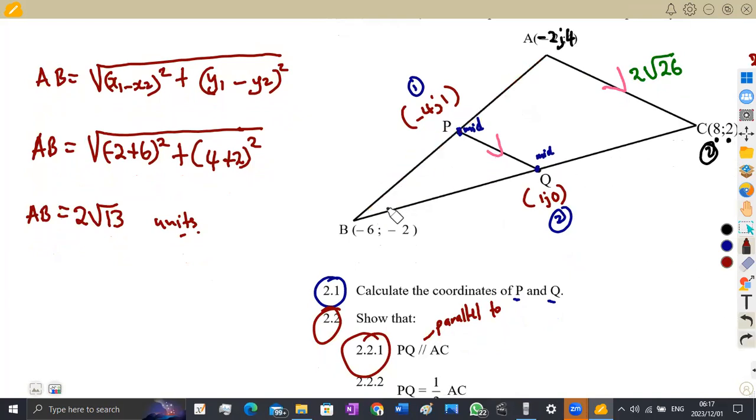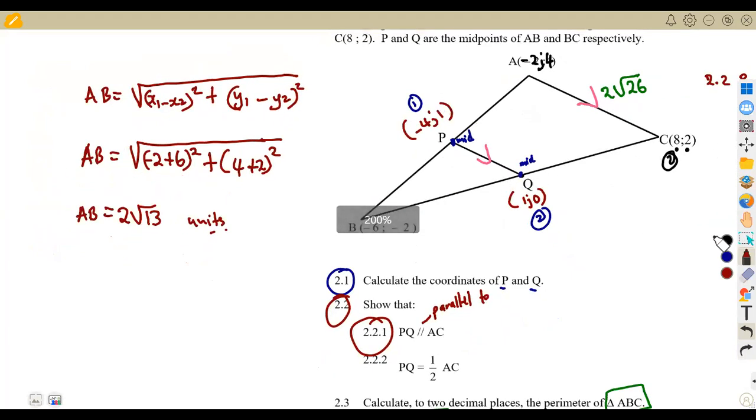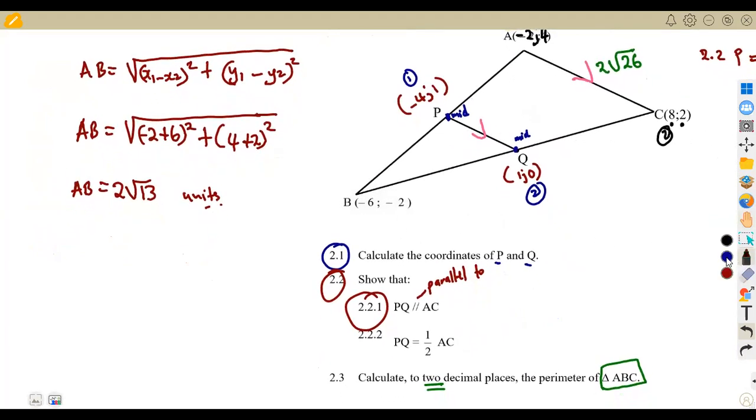For the perimeter, we must also calculate the whole of this line, which is BC, and we never calculated this length before. We are forced to calculate this because we need it in our perimeter. All right. So we're going to calculate our length of BC here.